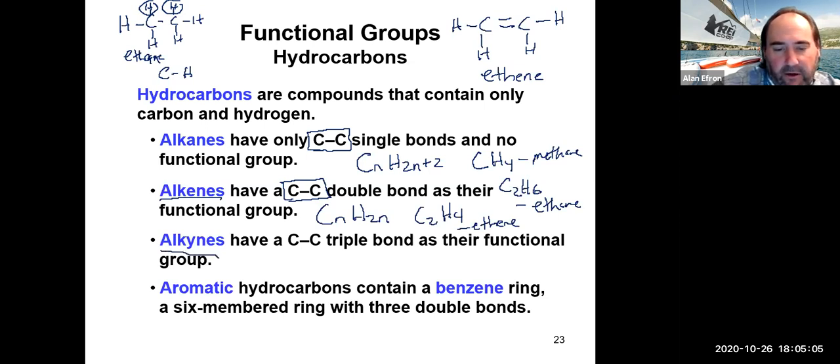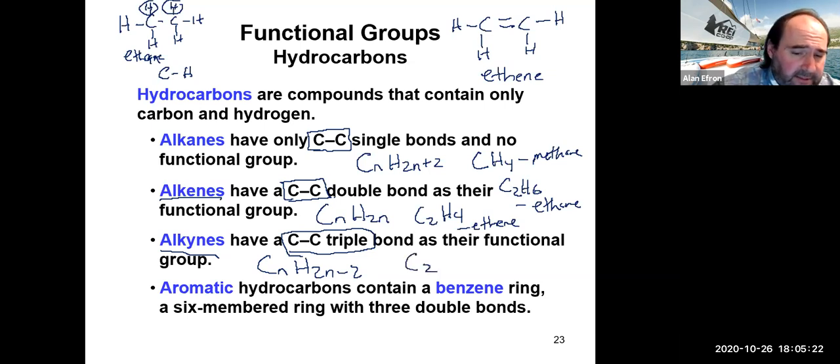Alkynes are carbon-carbon triple bonds. So the carbon-carbon triple bond is the functional group. And it has a formula of CnH2n minus 2. So we'll take our same 2 carbons. 2 carbons here would be 2 times 2 is 4. Minus 2 would be 2. So if we drew that there, it would be a triple bond between the carbons with 1 hydrogen on each.